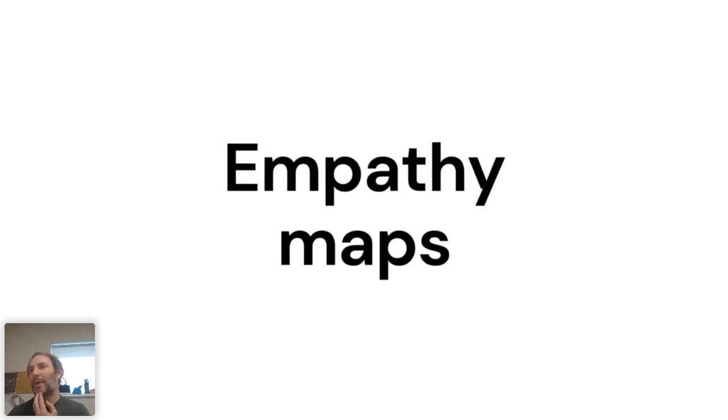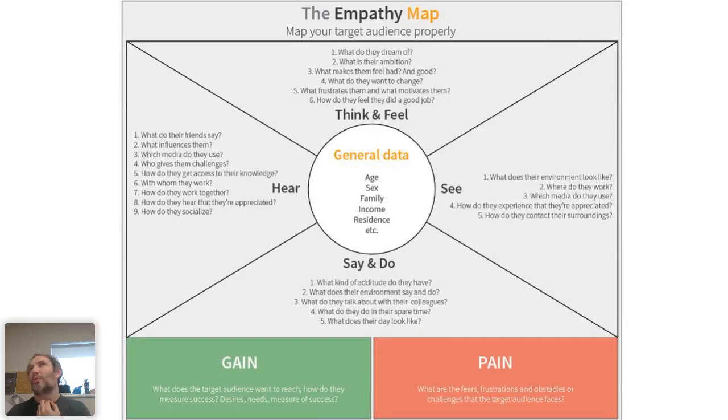But empathy maps: taking your general data, the age, sex, family, income, all that sort of demographic stuff, putting it in the middle of the person, and then working around what do these people think and feel, what are their ambitions, what makes them feel good and bad, what do they want to change, all those sorts of things. What do they see? What does their environment look like? Where do they work? What type of things do they use? What do they say and do?